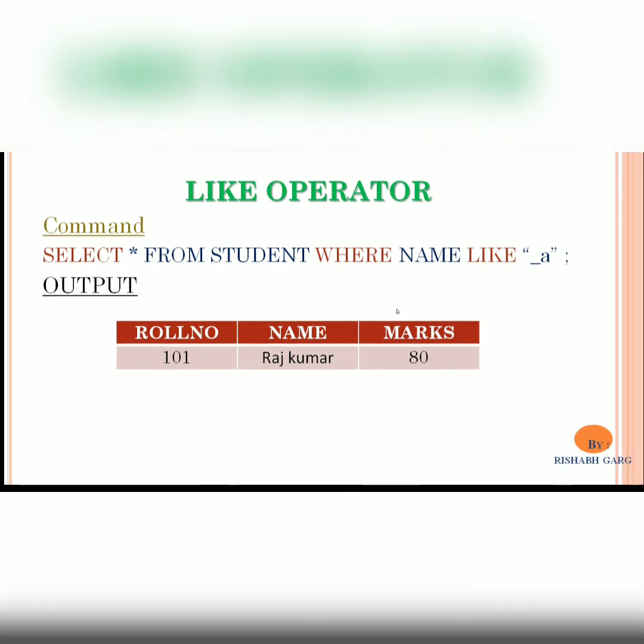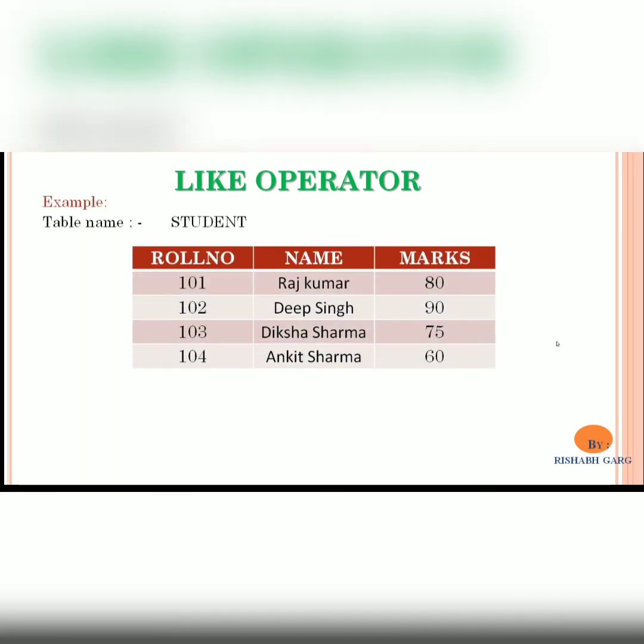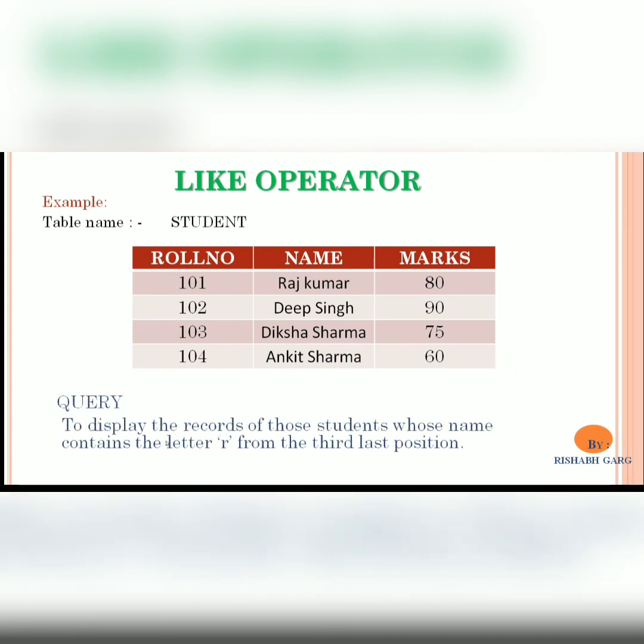Let's take one more example to make it more clear. Suppose we have a table named student along with 3 fields and 4 records, and we want to perform a query to display the records of those students whose name contains the letter R from the third last position. For this we will use the following command.